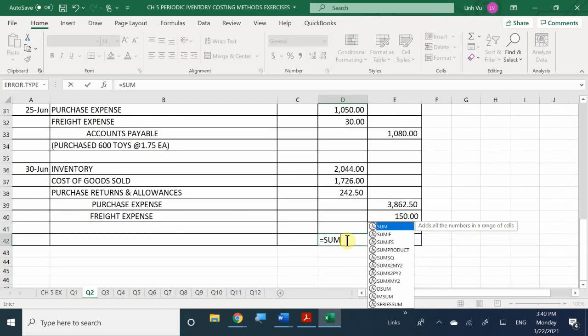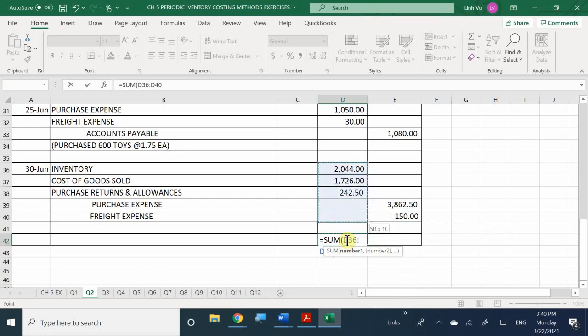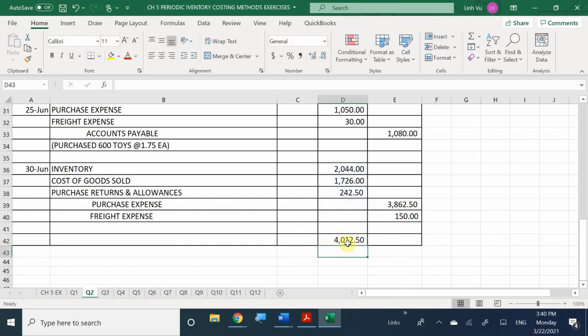So let's go ahead and confirm that our debits match our credits. So equals sum. Okay, so I got $4,012.50 on one end, and I also have $4,012.50 on the other end. Okay, so good. So good thing that we look at this. So we have a purchase expense and a freight expense.